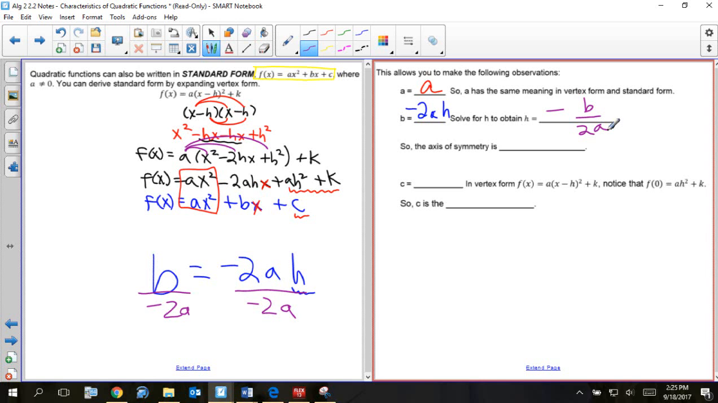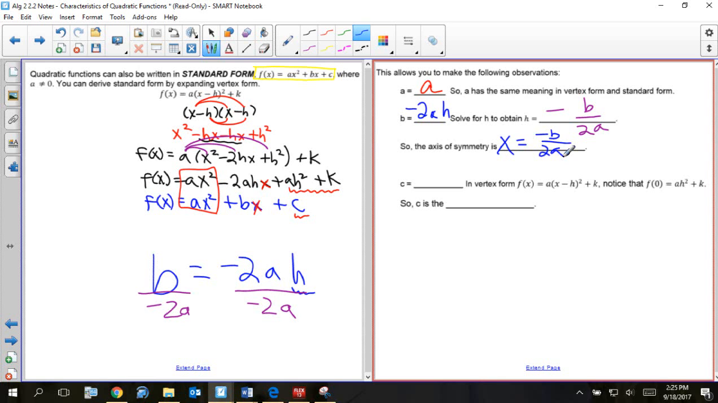The next line, so the axis of symmetry is x equals negative b over 2a. That is the formula for the axis of symmetry. And we just derived it, so now you can memorize it and always use it. You don't have to derive it anymore. You did it as a class, you just have to memorize and use it.